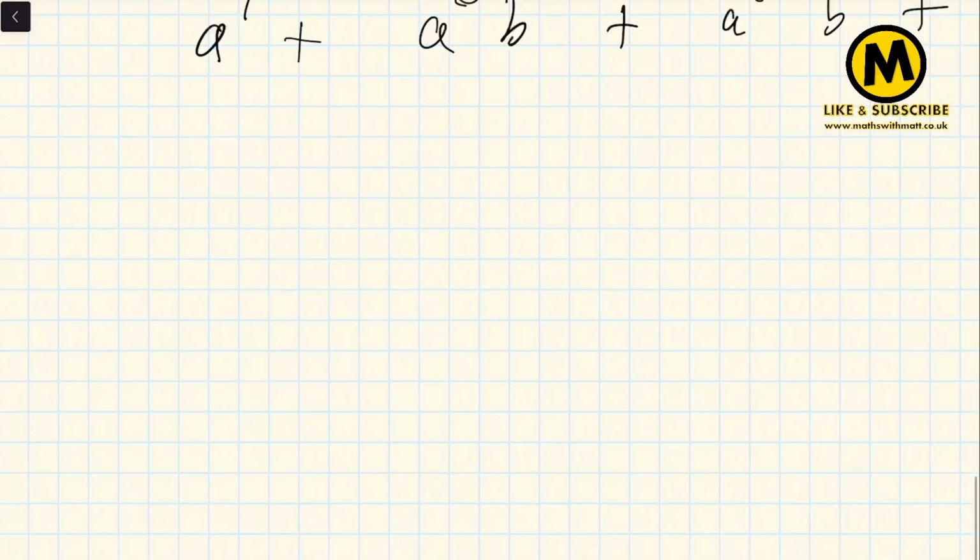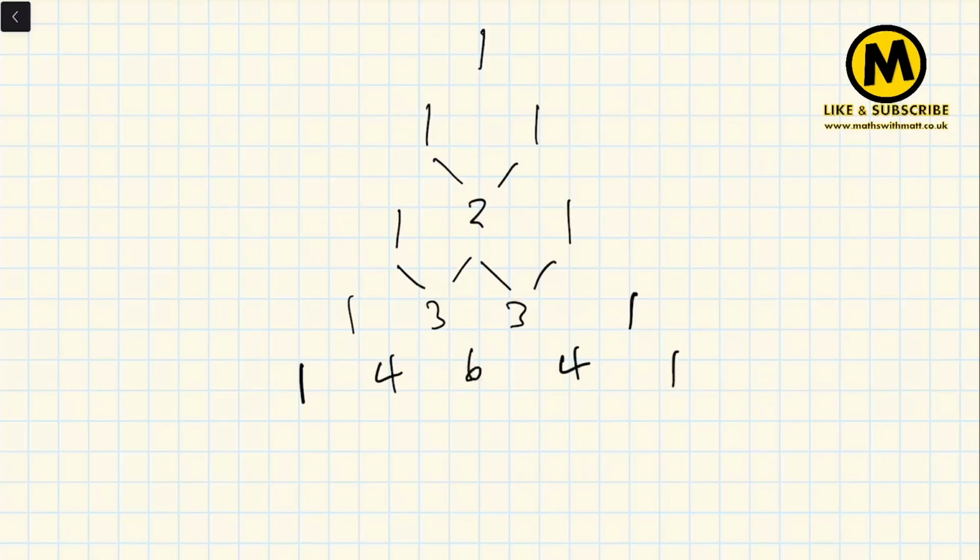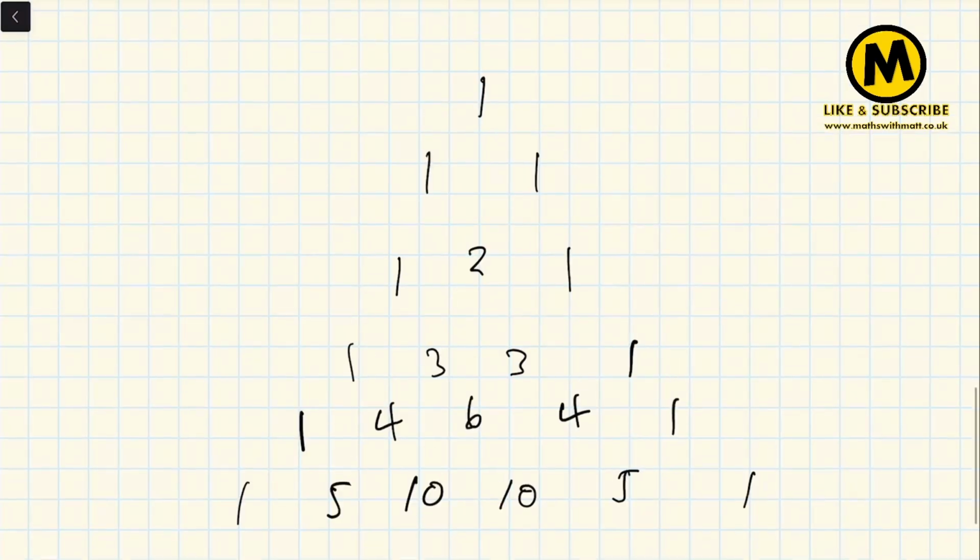Pascal's triangle is constructed by writing 1, 1, 1, and then we add 1 and 1, we get 2, 1, 1, and then we add 1 and 2, we get 3, 1 and 2, we get 3, 1, 1, add 1 and 3, we get 4, 3 and 3, we get 6, 3 and 1, we get 4, 1, 1, add 1 and 4, we get 5, 10, 10, 5, 1. And this is Pascal's triangle. And this is giving you the coefficients.